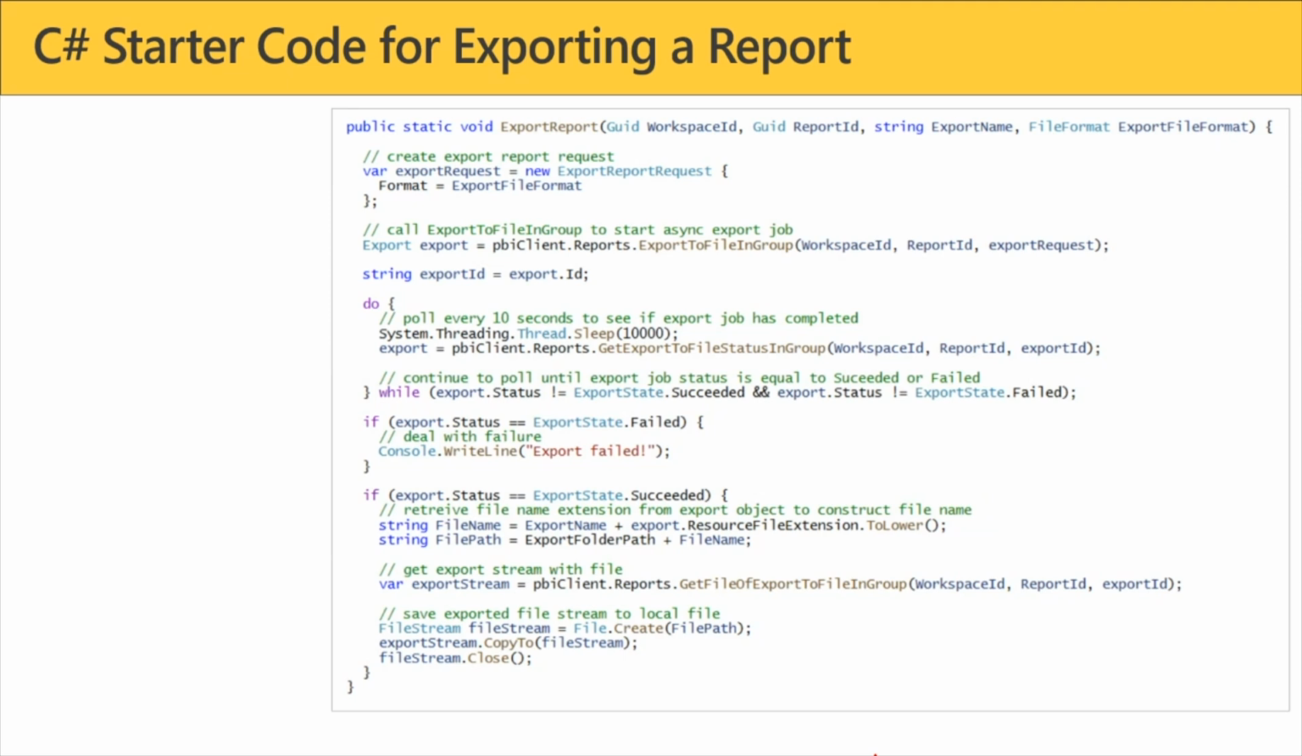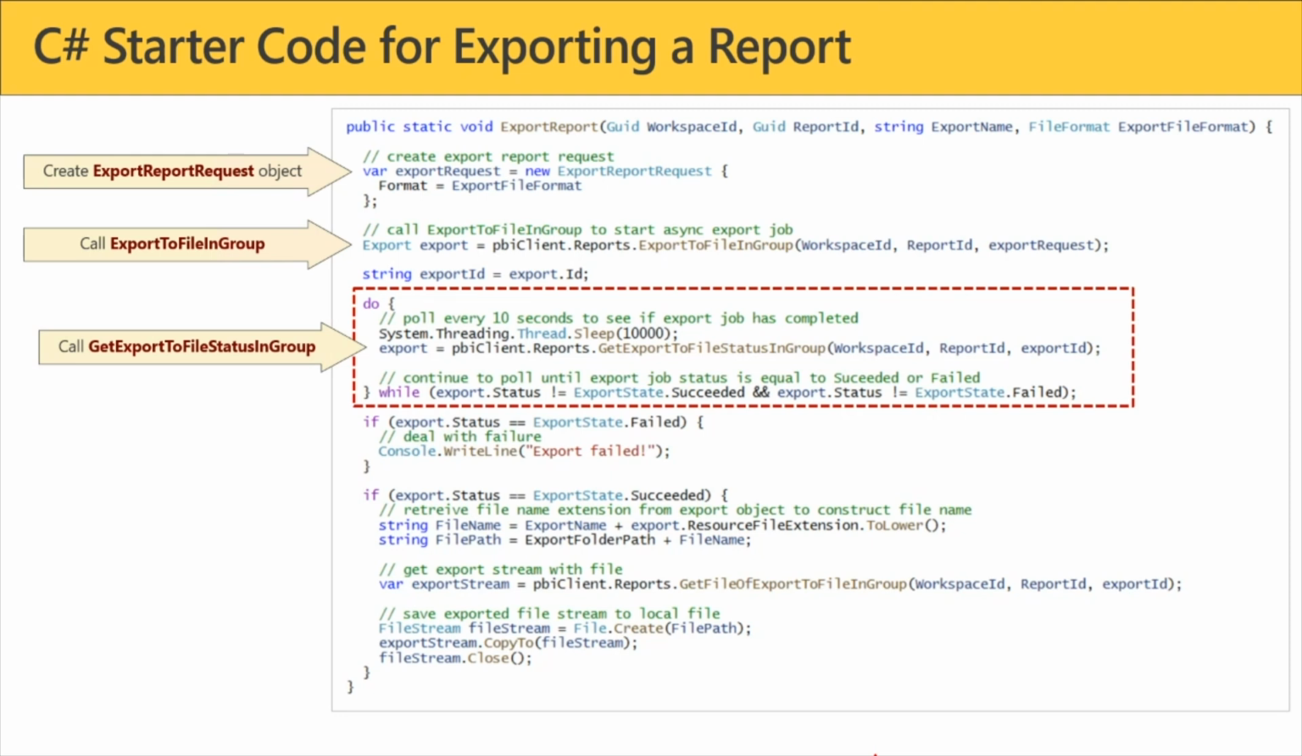And remember, the idea is that when you call export to file in group, it starts a job, but now you've got to poll to figure out when it's done. So step number one is we'll create an export resource request object. And in this case, we'll just include the format. Next, we'll basically call export to file in group. We'll pass the workspace ID, the report ID, and that export report request. And we're going to capture the export ID.